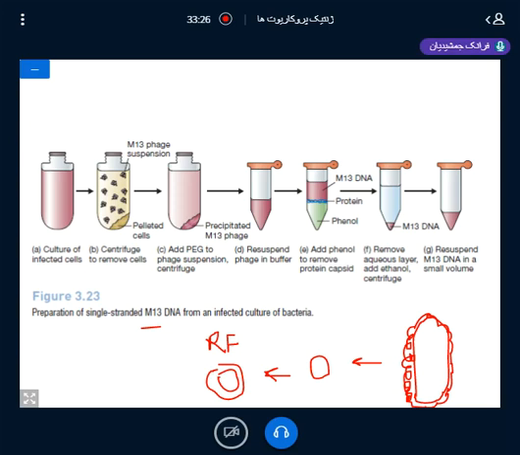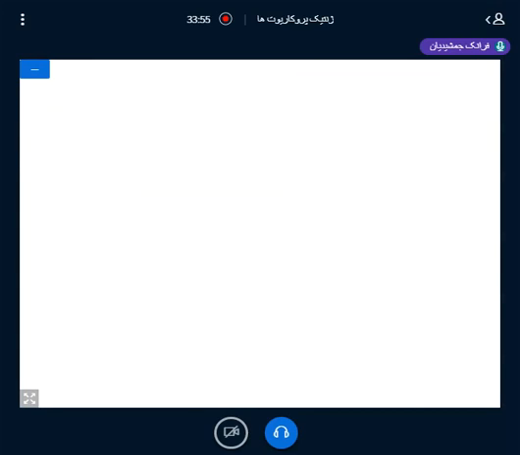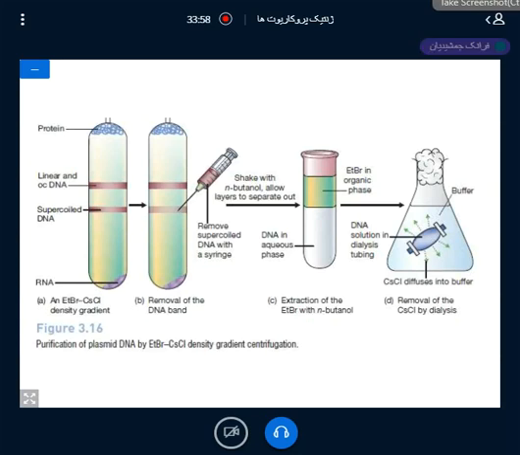the RF form of M13 can behave like a high copy number plasmid. So we can very easily purify the double strand DNA plasmid, for example, like we extract the plasmid. How could we extract the plasmids? Let's go back. Let's go here. In the ethidium bromide cesium chloride density gradient.